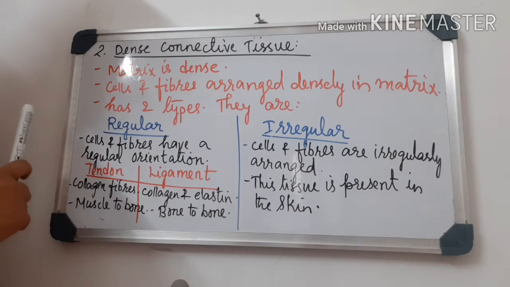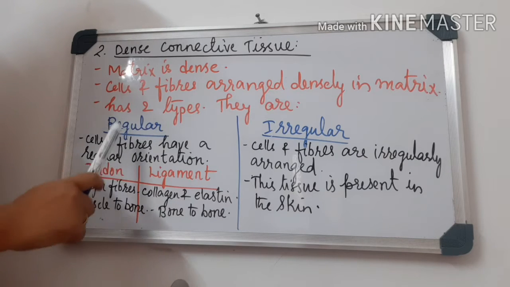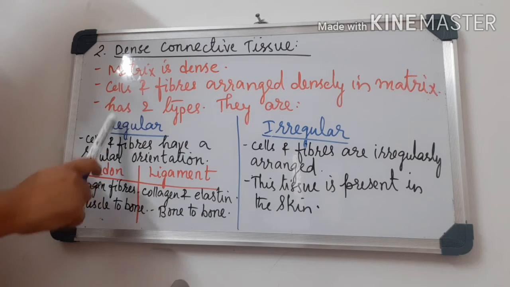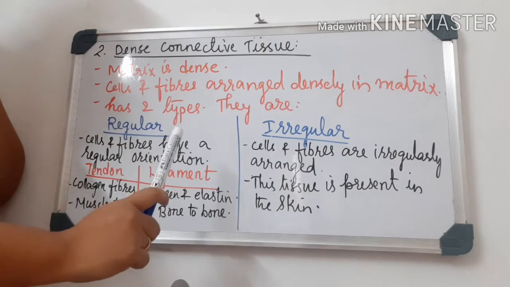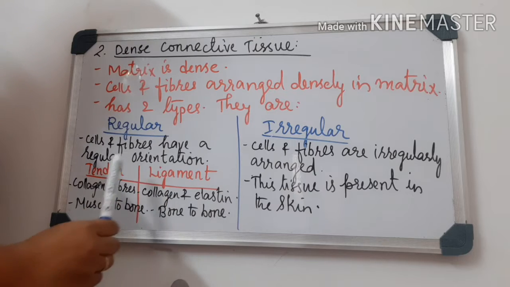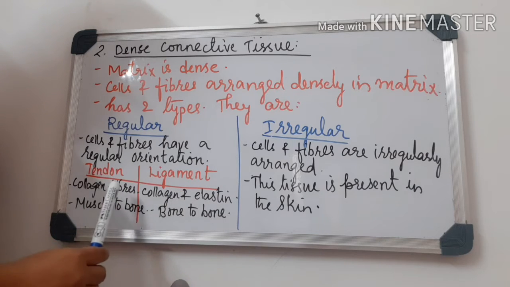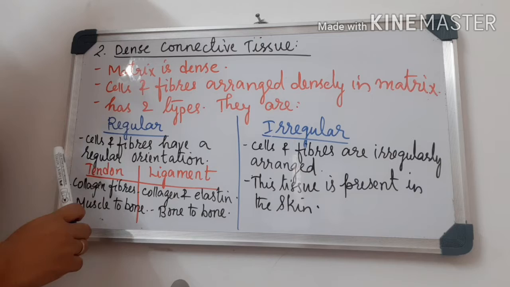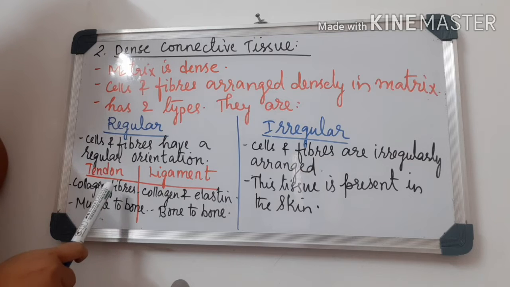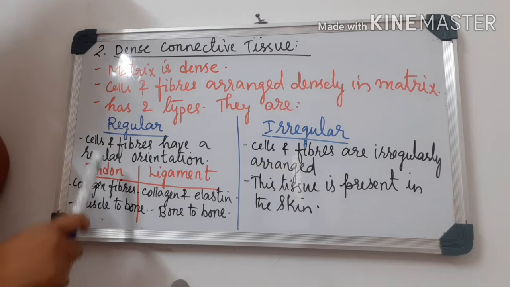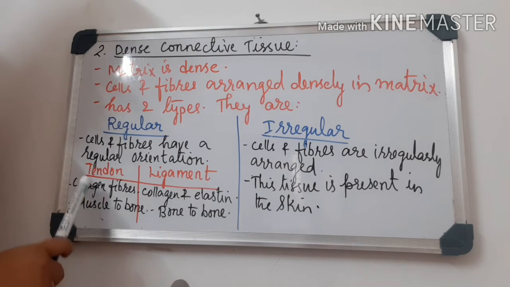Coming to the regular connective tissue, it is called regular because the cells and fibers of this connective tissue have a regular orientation or regular arrangement. It is divided into two categories, tendon and ligament. Tendon has only collagen fibers. Tendon is a particular type of regular connective tissue having only collagen.